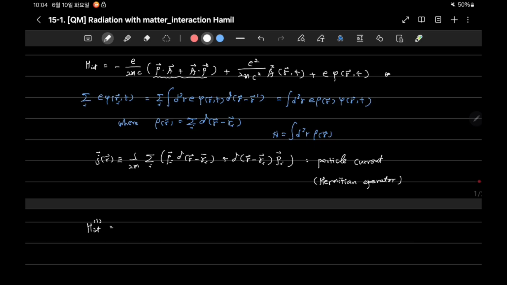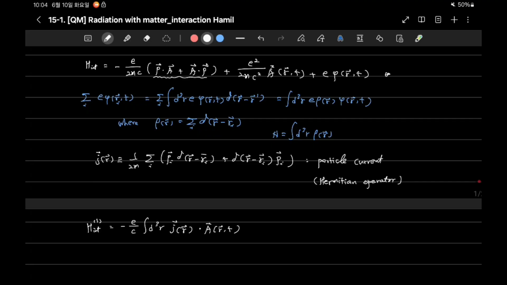When we define it as the particle current, then the first term of the interacting Hamiltonian is minus E over C, the volume integration of the current density dot the vector potential. That is this first term.